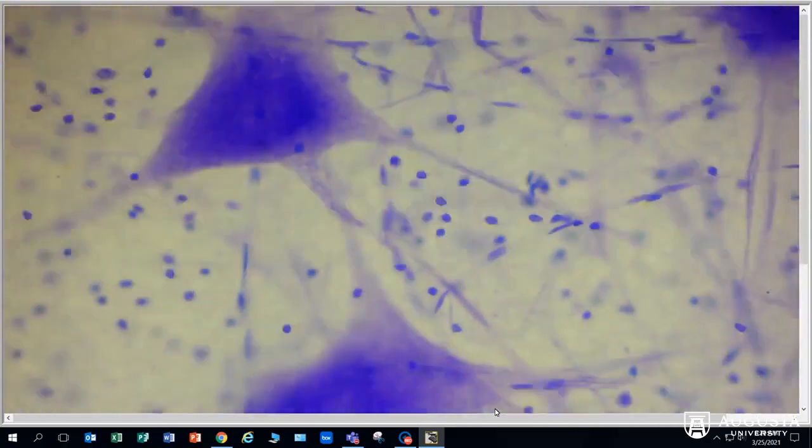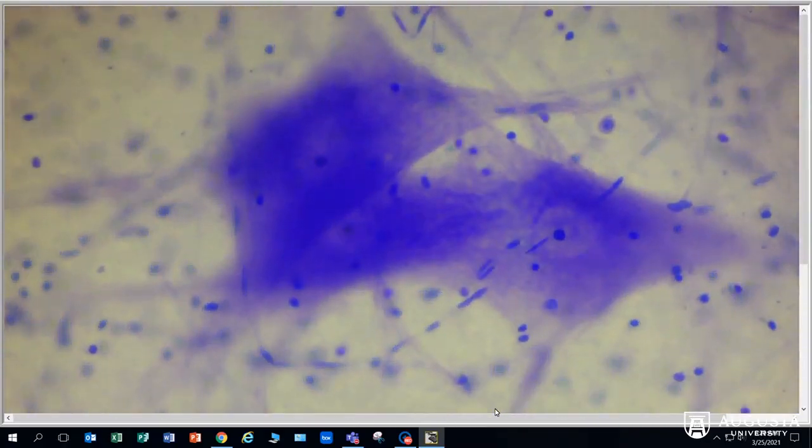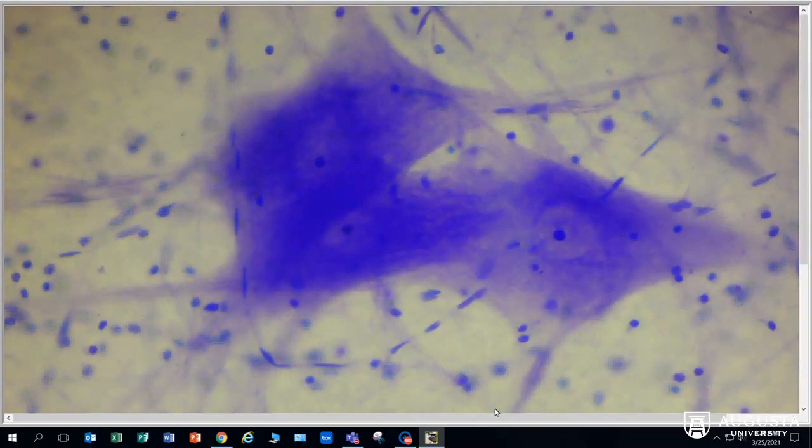If we move to another region of the cell, we can see several more cell bodies. We have 1, 2, 3 stacked on top of one another, but this nucleus is very well defined with that dark nucleolus in the center. We can see that there are scattered nuclei all over this slide. Some of them look as though they are immune cells, and some of them will be glial cells.